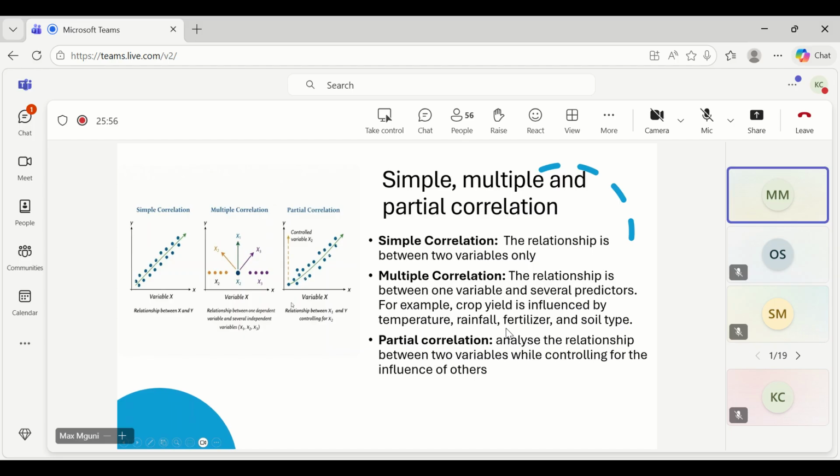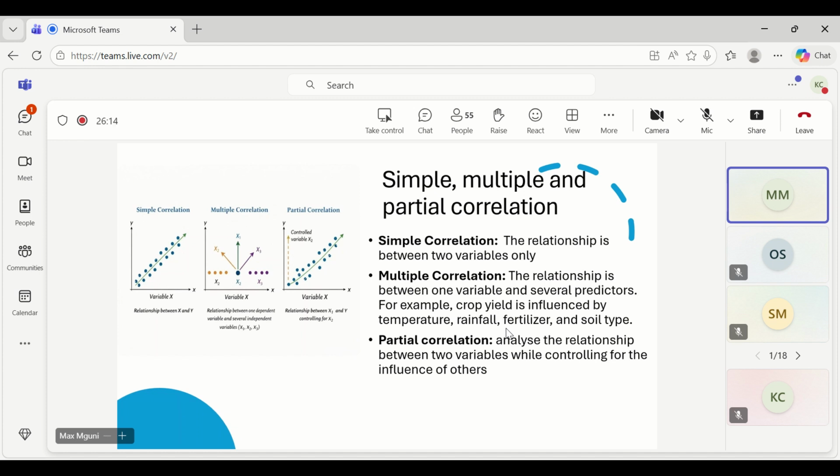And then the partial correlation analyzes the relationship between two variables while controlling for the influence of others. So this is where you look at the other variables, control them, and then analyze the relationship between only two.